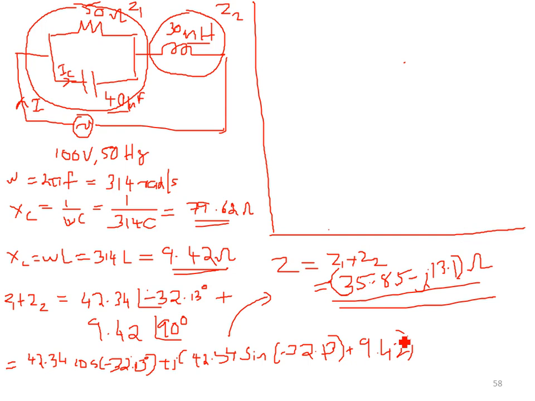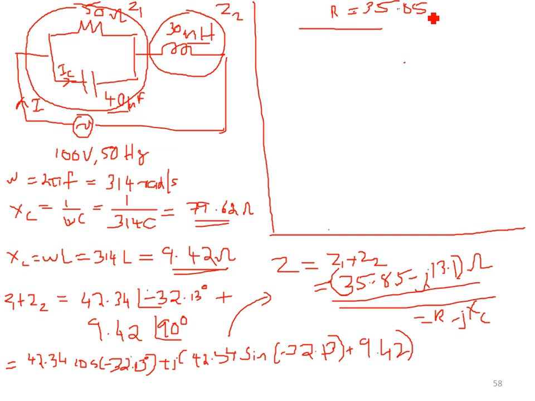Okay, now first of all, Z is given as 35.85 minus j13.1. So this is in the form R minus jXC. So this is basically of more capacitive effect. The circuit is effectively of more capacitive effect. So resistance will be on the horizontal axis. That is, what is resistance? Effective resistance will be equal to 35.85 ohm.